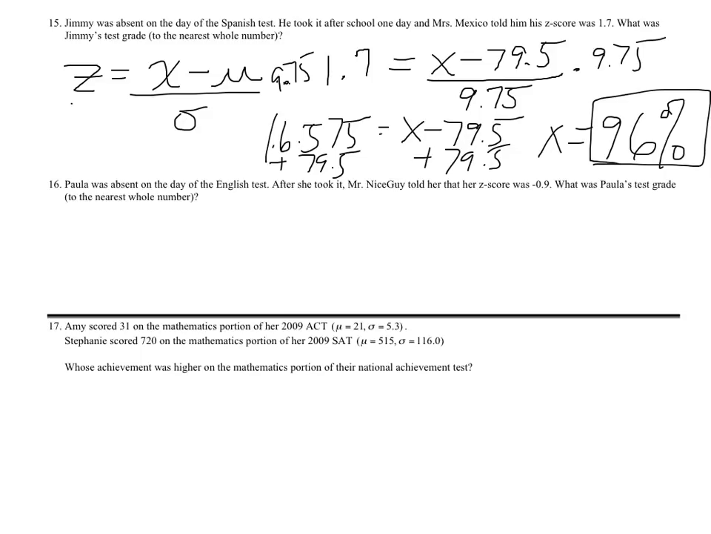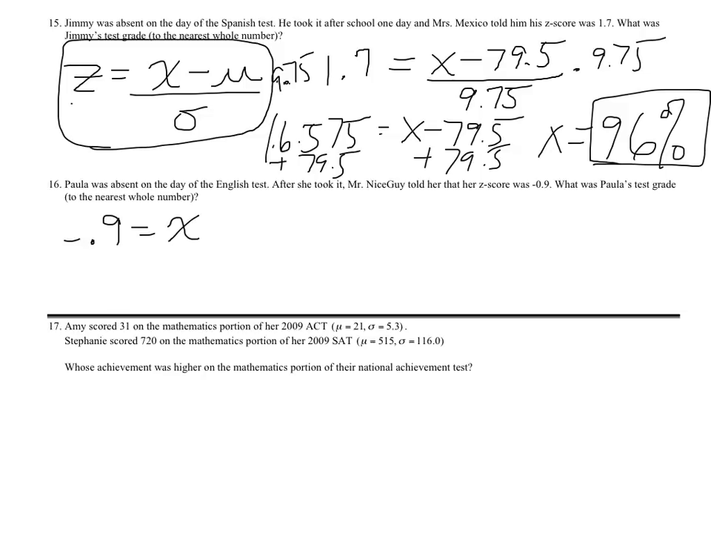Okay, number 16. Paula was absent on the day of her English test. After she took it, Mr. Nice Guy told her her z-score was negative 0.9. What was Paula's test grade to the nearest whole number? Poor Paula, she scored below the mean, but that does not necessarily mean that she did that badly on the test. So let's figure out her score. Same idea. We're going to use this formula. We know her z-score, negative 0.9.